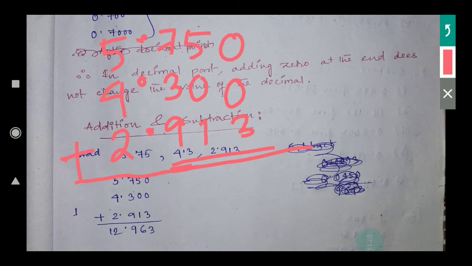So now 0 plus 0 plus 3 is equal to 3. 5 plus 1, 4. 7 plus 3, 10. 10 plus 9, 19. Carry 1. Now 5 plus 1, 6. Now 5 plus 4, 9. 9 plus 3, 12. The decimal point will be there as it is. Come here. So 12.963 is the addition answer.